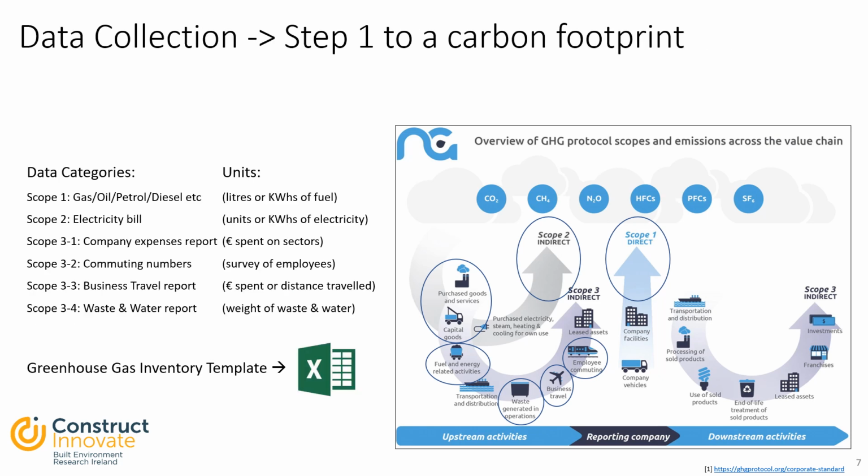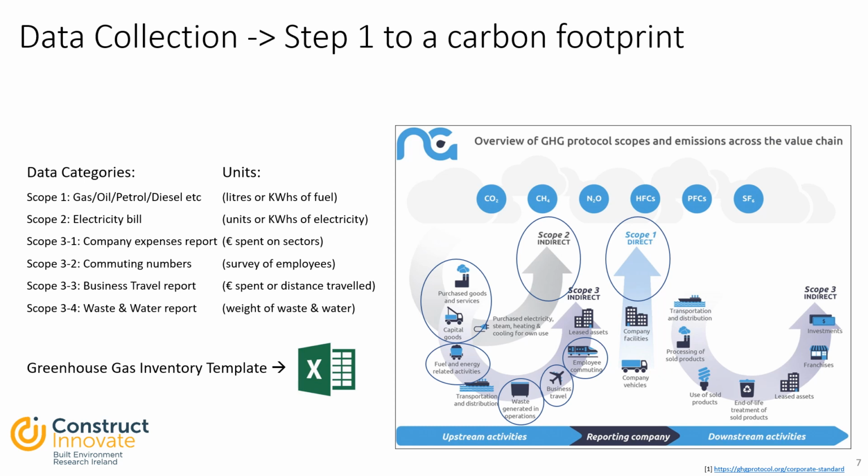In order to calculate greenhouse gas emissions, the first step is to collect the organisation's activity data. So data under the various different scope categories. Scope 1 being the gas, the oil, the petrol, the diesel, so the units are usually litres or kilowatt hours of fuel. Scope 2 being the electricity bill, for example, and the units usually being kilowatt hours of electricity. Scope 3, for example, the company expense report, so how many euro were spent on the different sectors. Scope 3.2 would be the commuting numbers, so surveys of the employees in terms of how they travel to and from work, what mode of travel they take, the distance that they travel, and so on.